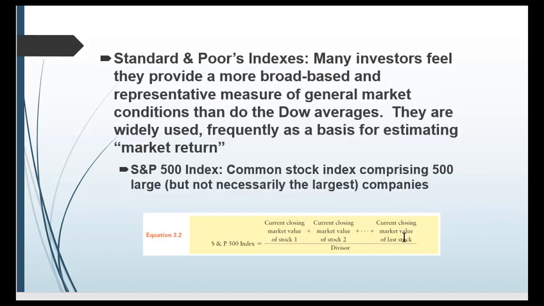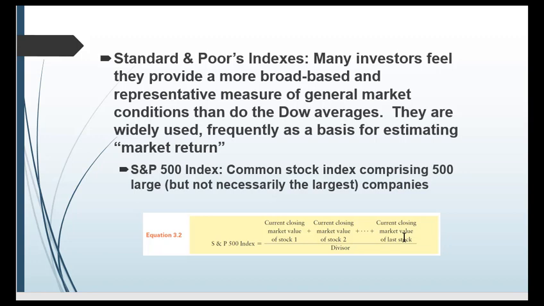Standard & Poor's has an index. And again, many investors look at this as a more broad-based representative number. And in most research, the S&P numbers are used rather than Dow Jones. But when we talk about the average stock market return, we typically look at the S&P number for information about what we think is going to happen in the stock market.